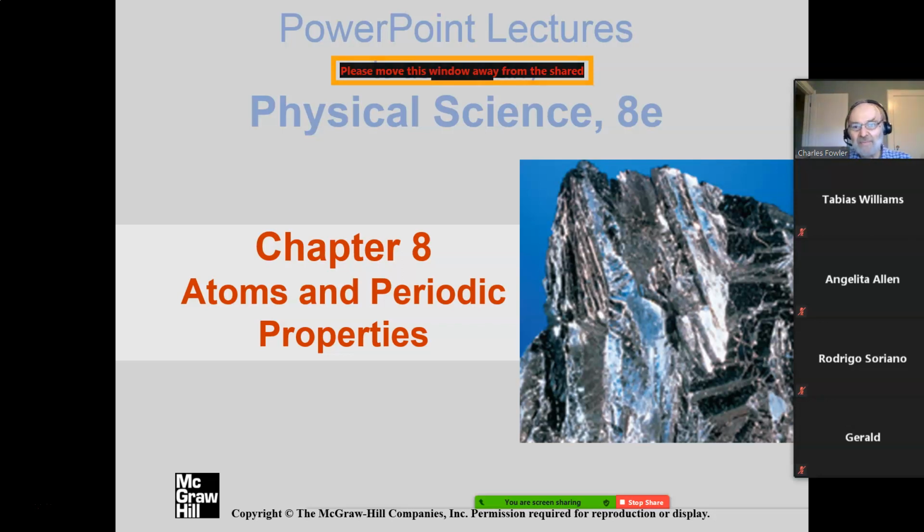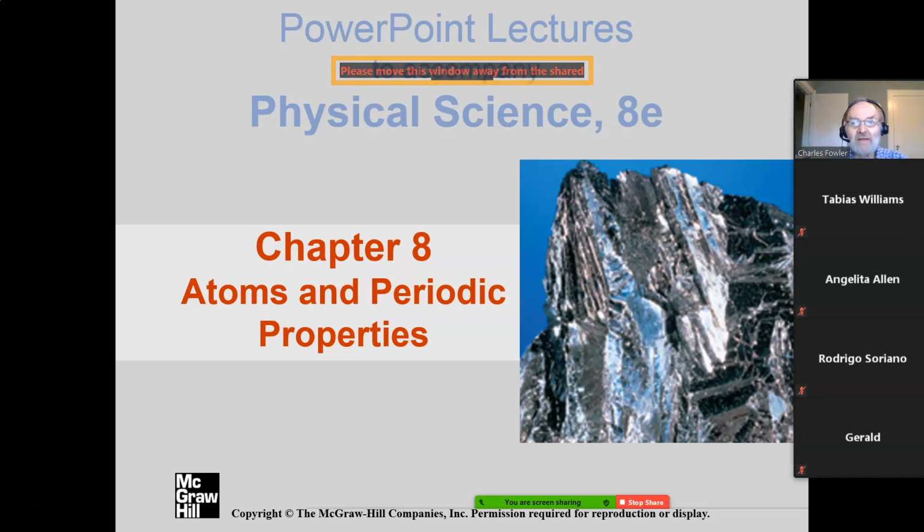Though chemists are also concerned with heat and temperature. They're also concerned with energy. They're also concerned with many of the other things we talked about. But this is the chapter that is mostly chemistry, though you'll see a lot of physics in here as well. Those aren't completely separate fields. Okay, so Chapter 8, Atoms and Periodic Properties, page 205 in your text. If you've got the text, it would be 8-1 if you have the little book.